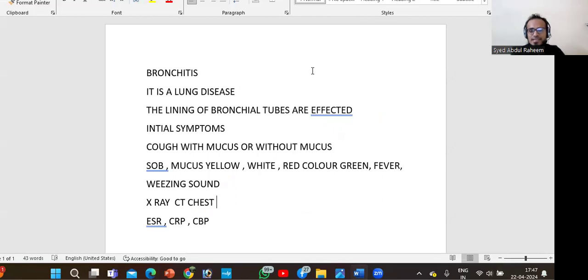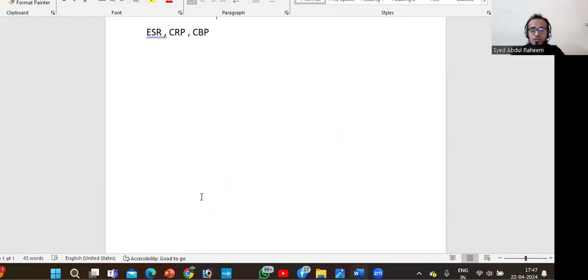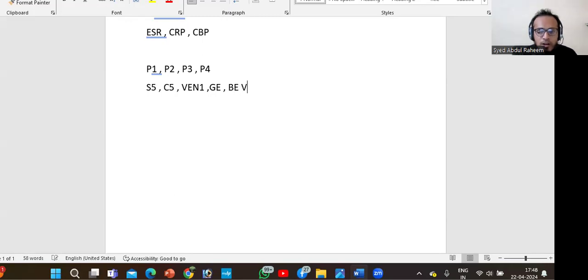We talked about the disease, the symptoms, the basic investigations, and we saw the X-ray. Now the treatment part. So basically, we know that we have the remedies. What are the remedies we can select mostly? We have P1, P2, P3, and P4. These are the remedies for the respiratory system. Other than that, we may sometimes need S5 or C5, Ven1, GE, VE, VAR1, or VAR2.